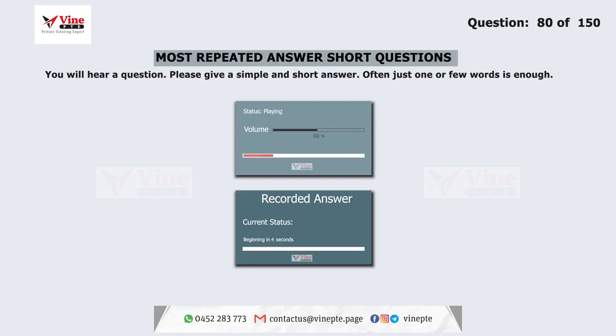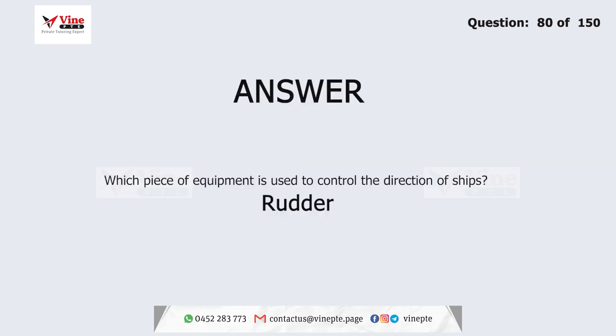Which piece of equipment is used to control the direction of ships? Rudder.